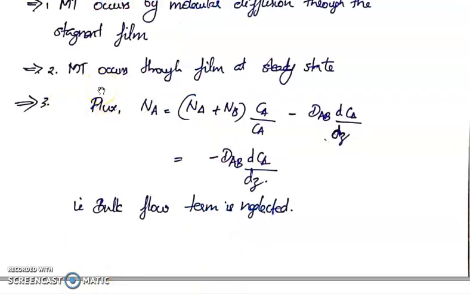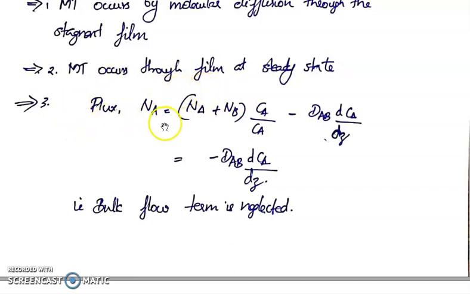Second assumption is mass transfer occurs through film at steady state. There is no accumulation of molecules in the film. The rate of transfer is independent of time, and hence we can assume mass transfer occurs through film at steady state.